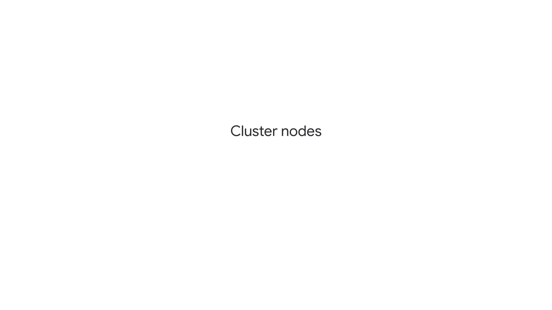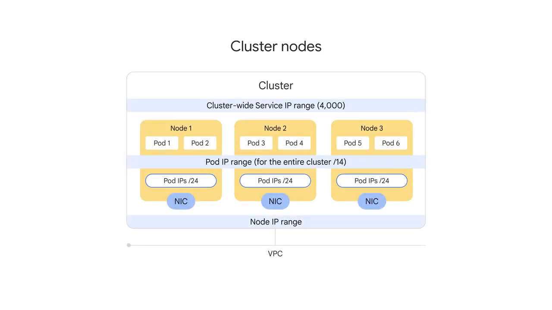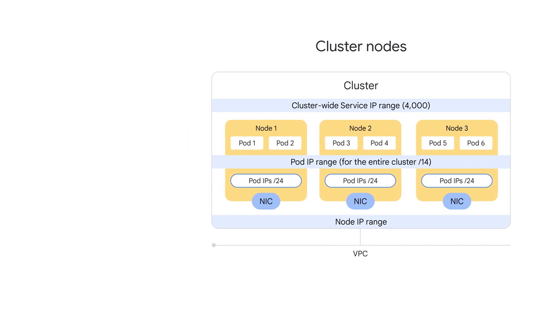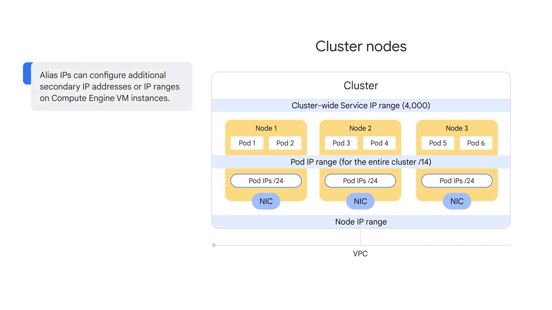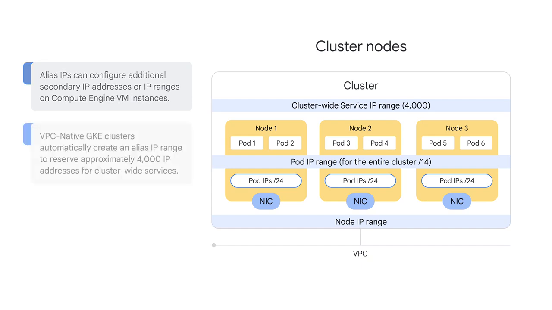Then there are GKE cluster nodes, which are compute instances that GKE customizes and manages for you. These machines are assigned IP addresses from the VPC subnet that they reside in. Google Cloud offers something called an alias IP, which can configure additional secondary IP addresses or IP ranges on Compute Engine VM instances. VPC native GKE clusters automatically create an alias IP range to reserve approximately 4,000 IP addresses for cluster-wide services that you might want to create later.